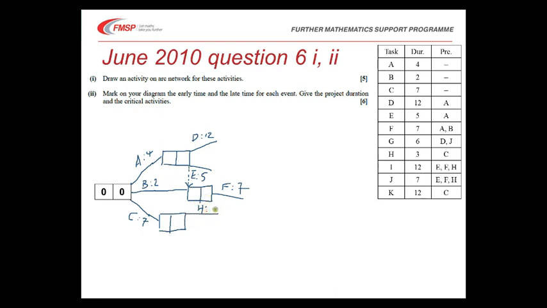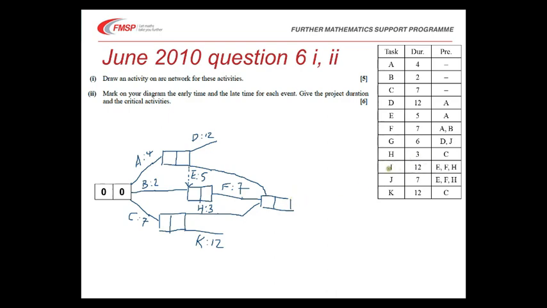H has length 3 and K has length 12. Now, I and J both need E, F and H to finish. There's nothing else that involves E, F and H, so we can tie E, F and H up into a single node, which we will do here. So these are all going into a single node. Now we can say I and J come off these.